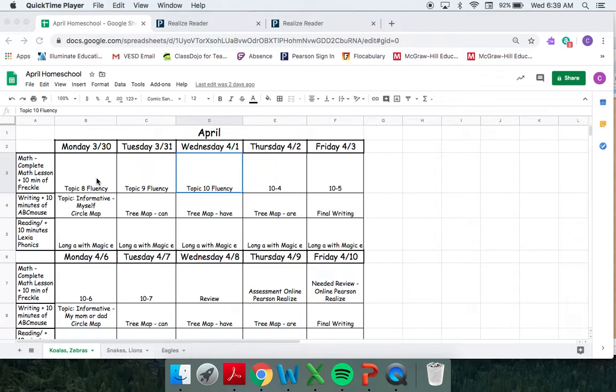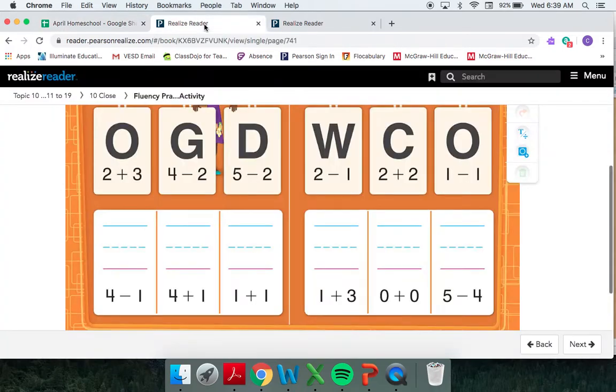So first off, we're going to take off topic 8 and topic 9 for our first 2 days of math because we are starting our calendar on 4/1. So just ignore these first 2 lessons. And then we're going to move into topic 10, fluency today. So that looks like this.